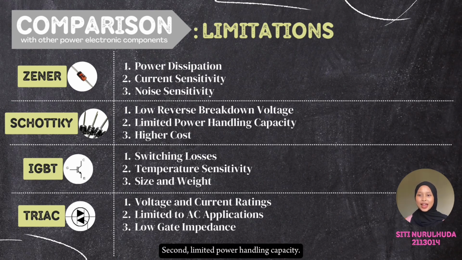Second, limited power handling capacity. Schottky diodes may not be suitable for high power applications due to their limited power handling capacity. Third, higher cost. In some cases, Schottky diodes can be more expensive than other PN junction diodes. Next, IGBT. The first limitation of IGBT is switching losses.